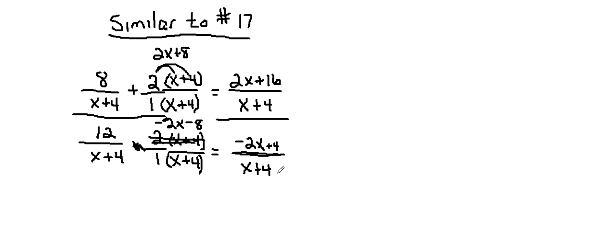Alright, so there I am, keep, change, flip now. So this is going to be multiplied by the reciprocal of this. This is the one I'm going to flip. So it's going to be x plus 4 over this negative 2x plus 4. And then I want to do some simplifying here.